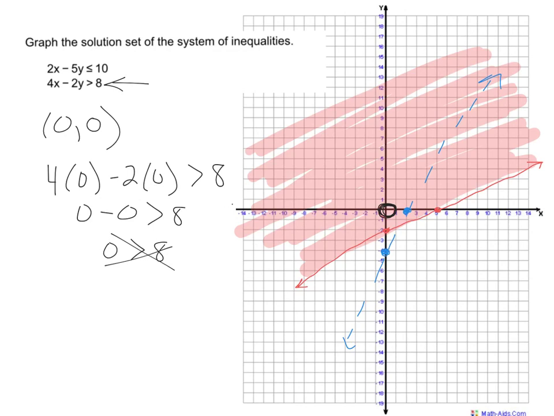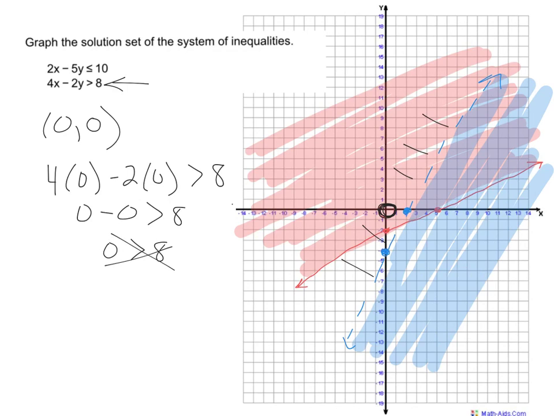That means the point (0, 0) is not included in the shading. So (0, 0) is above the line or on this side of the line. So we cannot shade up there since (0, 0) is not included. That means we're going to do the opposite and shade below the line. So we shade on this side of the line because (0, 0) was not included.